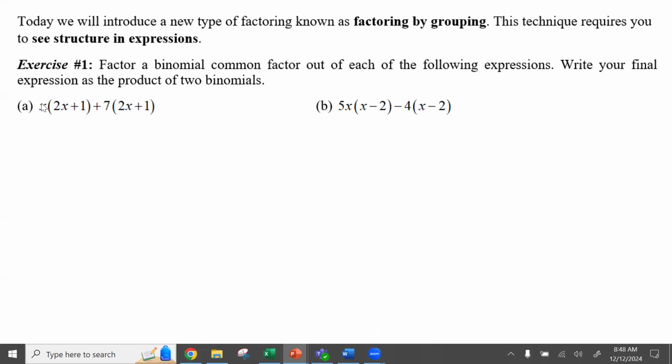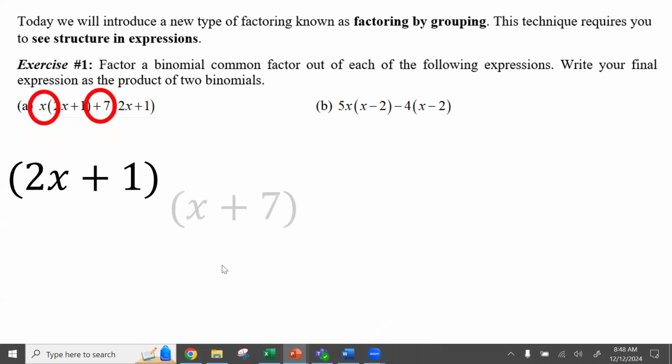So for example, look at number A. We have x times the quantity 2x plus 1, plus 7 times the quantity 2x plus 1. Do you notice how both of them have 2x plus 1 involved? That is a GCF. I can take that out of there. Taking out the 2x plus 1, I'm left with what's left in front. We have x plus 7, done. That's now factored completely. 2x plus 1 was the GCF, so we took it out. We divided each of the terms by 2x plus 1, and we're left with x plus 7.